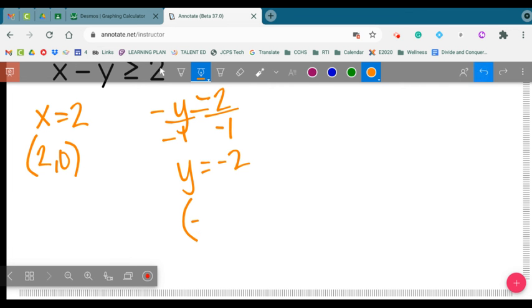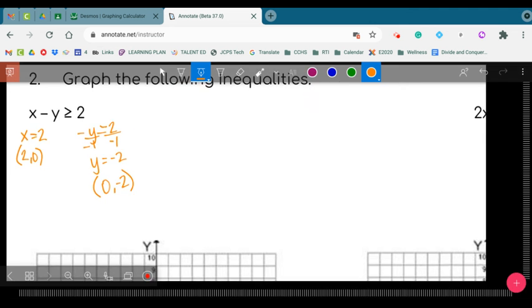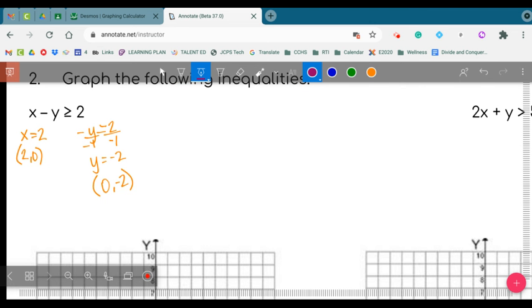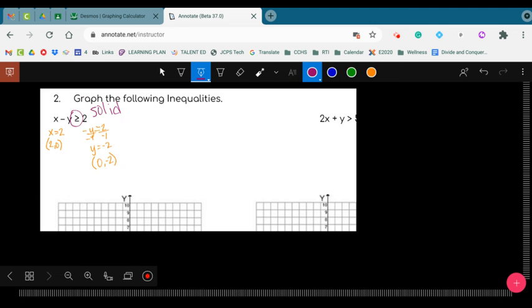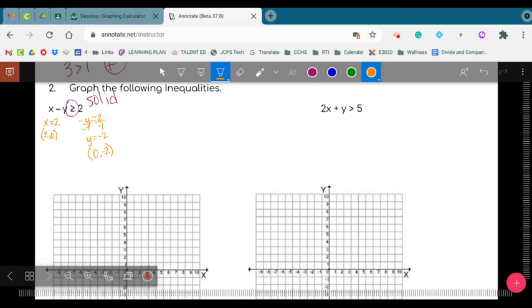Oops, wrote that backwards. 0, -2. So graphing this, I need to look at dashed or solid. This is solid, and then we're going to figure out where to shade. That's a greater than, we're going to shade above.